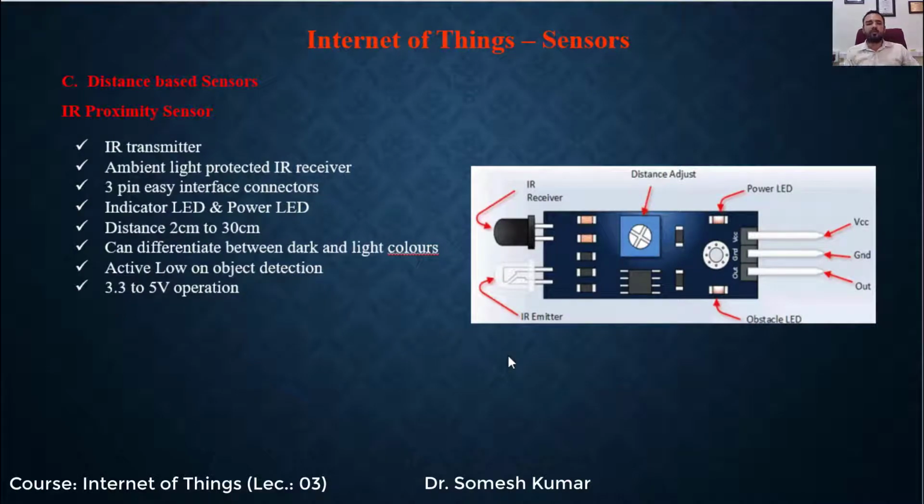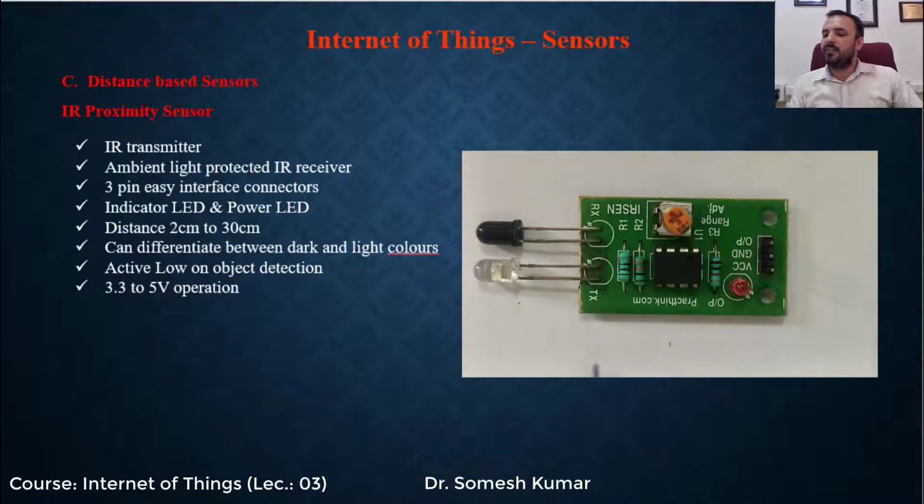So the next sensor is our IR proximity sensor. Basically your IR proximity sensor is, or we can say, the active infrared proximity sensor. Why active? Because in this IR sensor, the infrared rays are transmitted. Fine, it transmits the rays. So that's why it is called the active sensor.